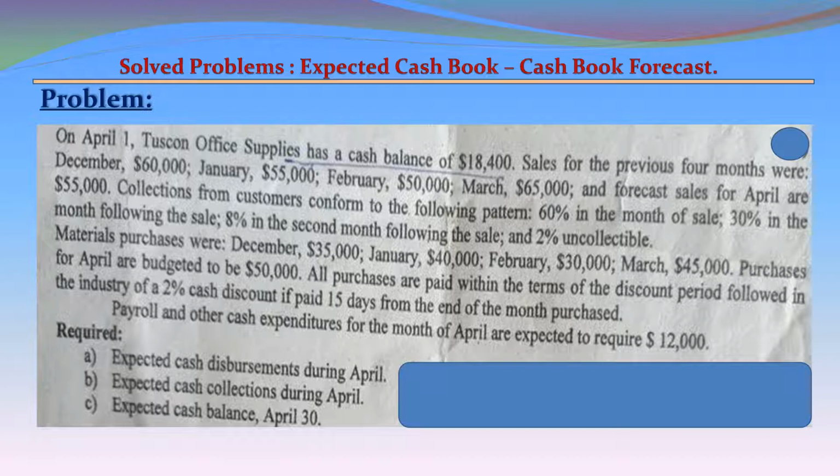Payroll and other cash expenditure for the month of April are expected to require 12,000. Required: A. Expected cash disbursements during April. B. Expected cash collections during April. C. Expected cash balance April 30.